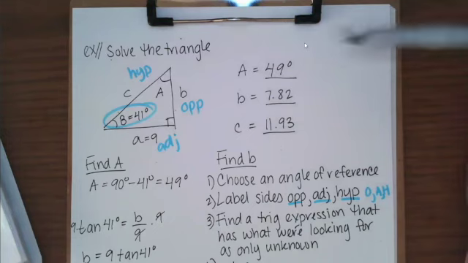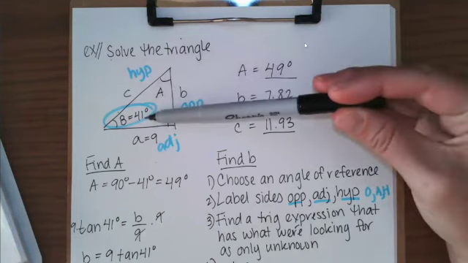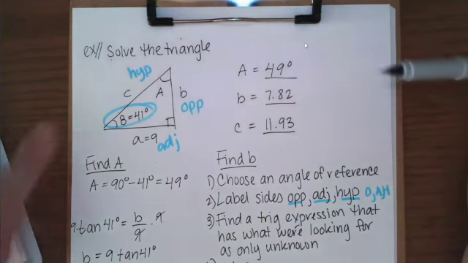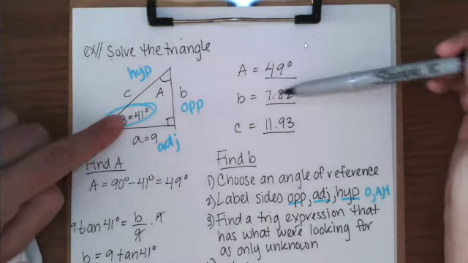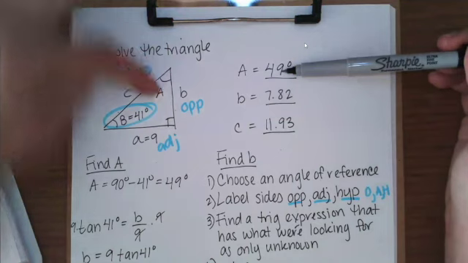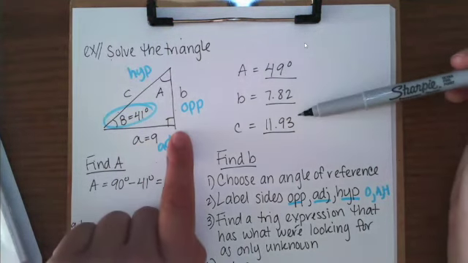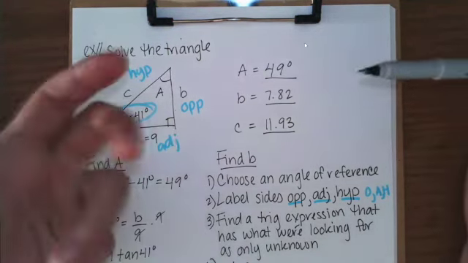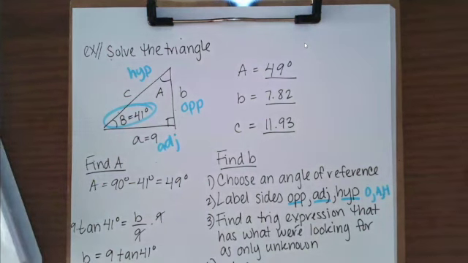The other thing you want to check is that the smallest side is opposite the smallest angle. So our smallest angle is 41. That's opposite the 7. The next angle is the 49, that's opposite the 9, and then the largest angle is the 90, that's opposite the 11. So you should check smallest angle opposite smallest side, middle angle opposite middle side, largest angle opposite largest side.